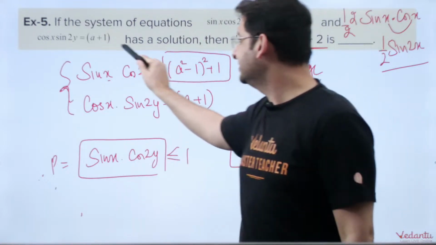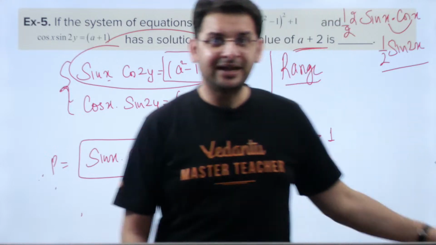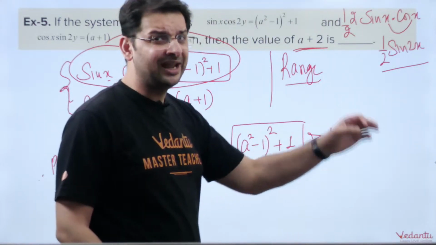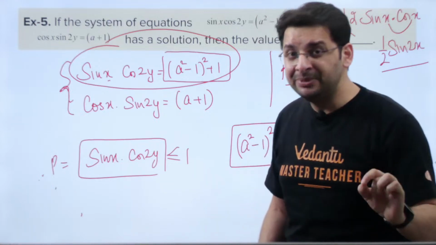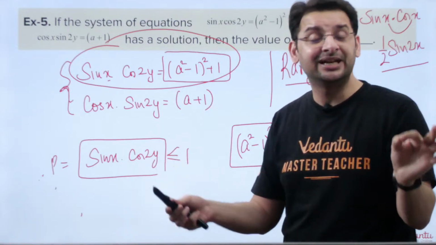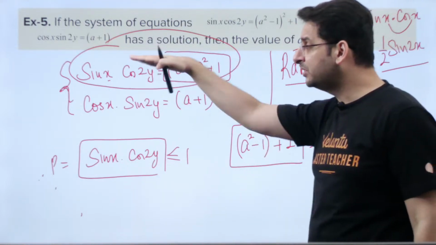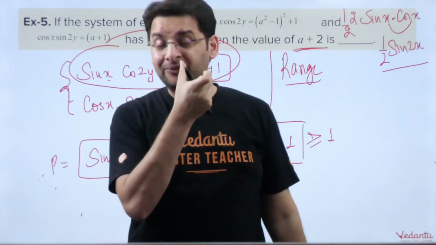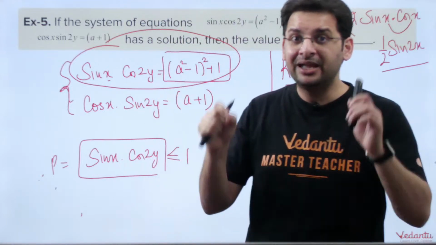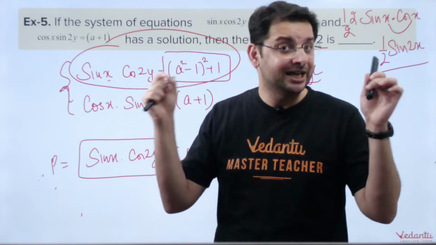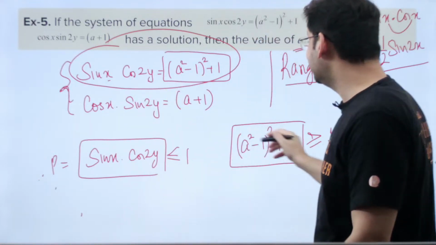Only consider this. Left hand side is less than or equal to 1. Right hand side is greater than or equal to 1. And if it says this has a solution, it can only be possible if both sides are equal to 1 at the same time. I'm only talking about the first equation, not the second. If the first equation has a solution, that can only happen if both sides are equal to 1 at the same point of time. Now, when is right hand side equal to 1?